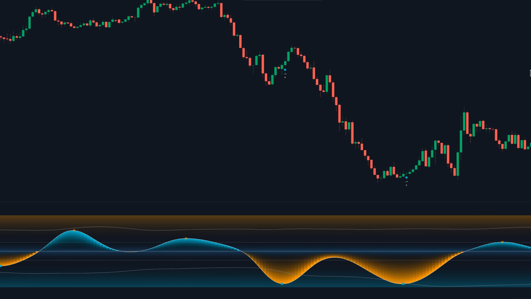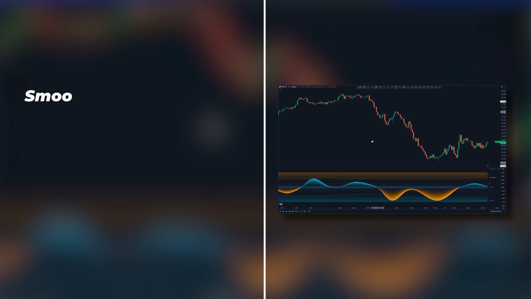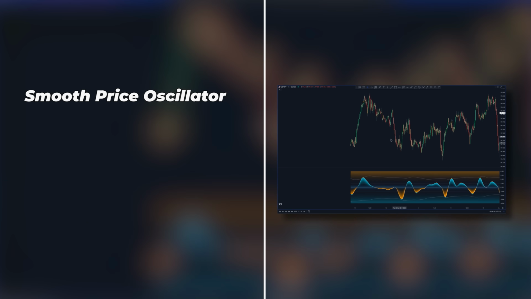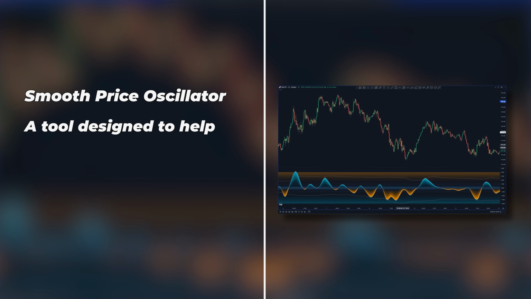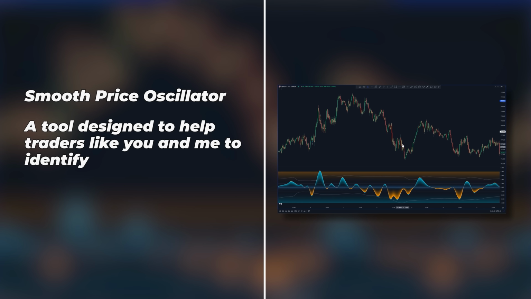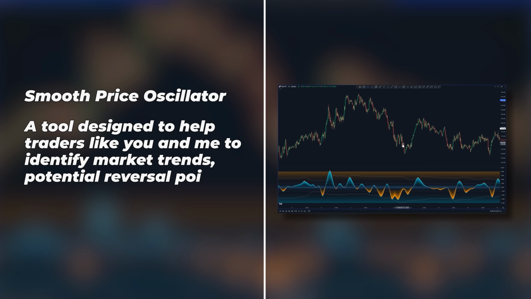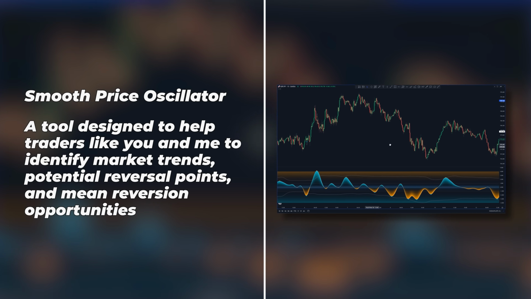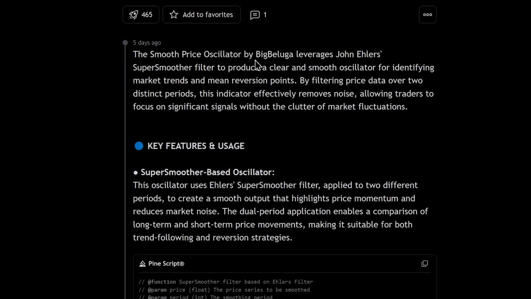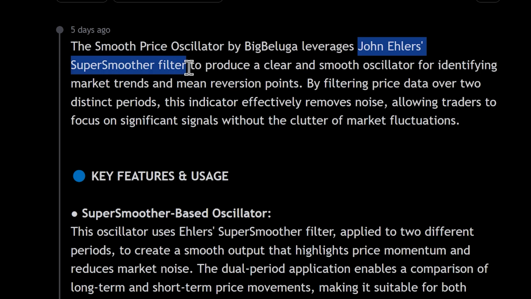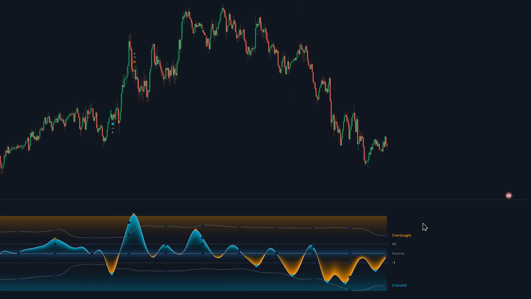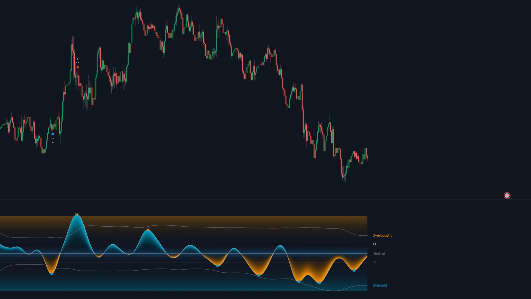So what exactly is this indicator? Well, the Smooth Price Oscillator by BigBeluga is a tool designed to help traders like you and me to identify market trends, potential reversal points, and mean reversion opportunities in the market. It does this by utilizing the John Ehlers SuperSmoother filter to create a refined and noise-filtered oscillator. As you can see, it's a super simple indicator, which is made up of the following components.